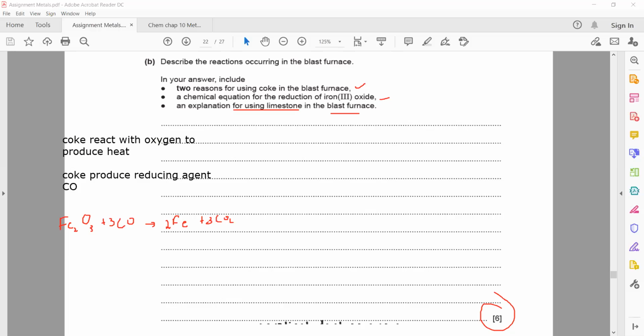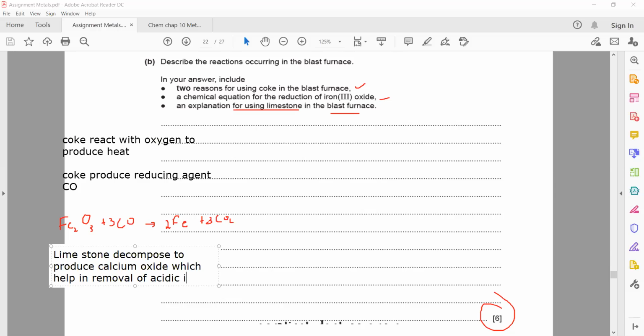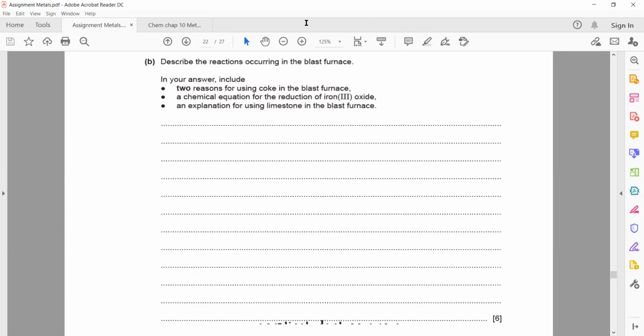Then what is the purpose of the limestone? The limestone decomposes to form calcium oxide, which helps in the removal of acidic oxides or acidic impurity.